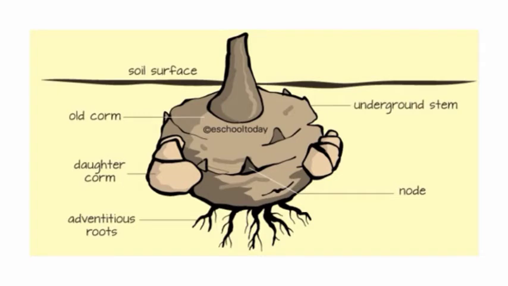Let's see the diagrammatic representation of Amorphophallus. See the daughter corms which are formed by axillary buds. The lower base contains adventitious roots, and it is differentiated into nodes and internodes. How it grows underground is shown in the diagram. Colocasia is also a best example for corm.